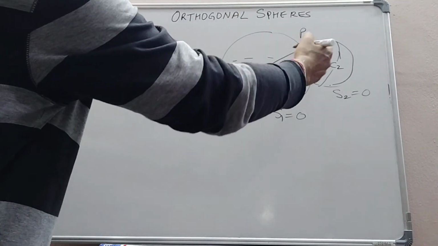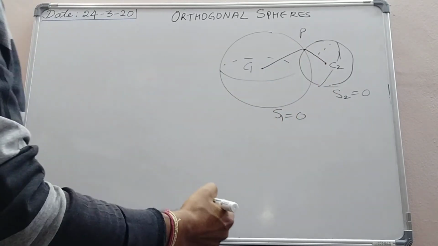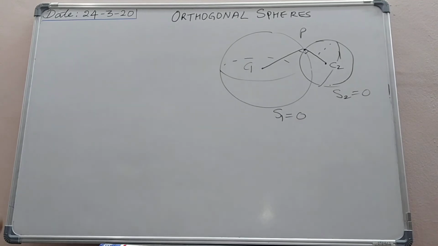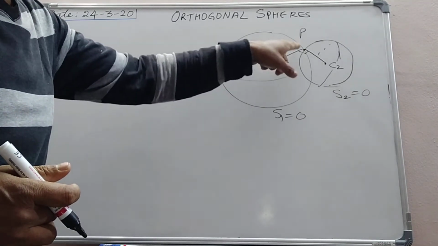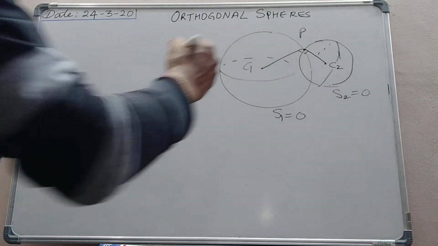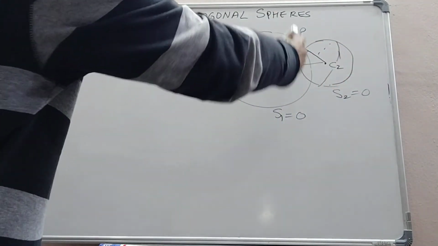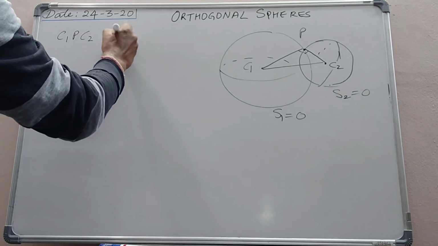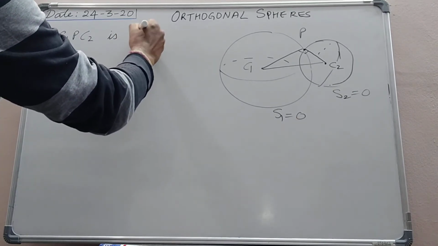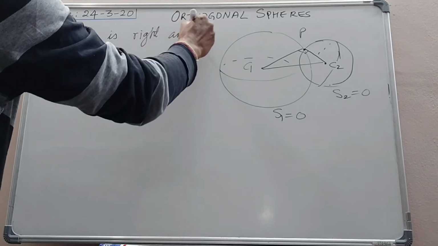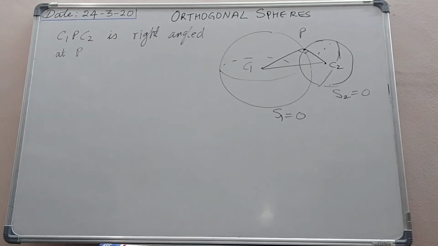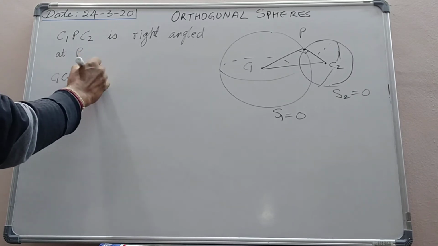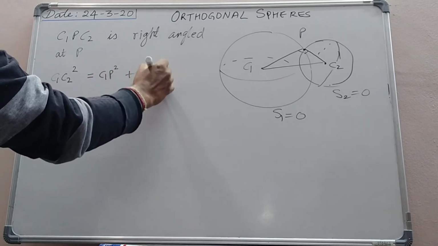Suppose that S1 equal to 0 and S2 equal to 0 are perpendicular to each other at this particular point. That means the angle between C1P and C2P is 90. Therefore, C1 P C2 is a right angle triangle, right angled at P. What does this mean? So when you apply Pythagoras theorem, you get C1C2 squared to be C1P squared plus C2P squared.